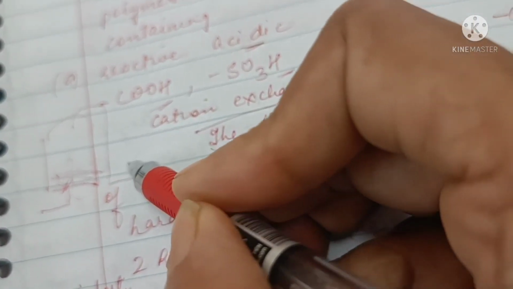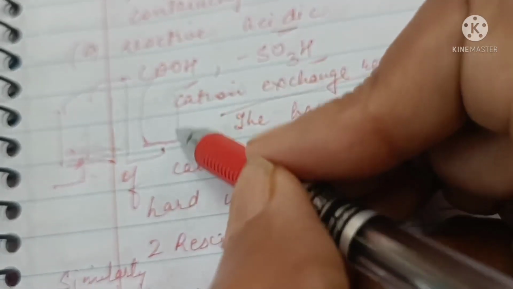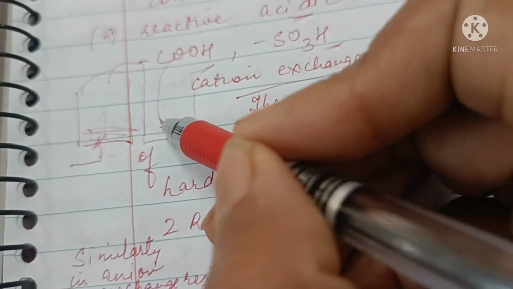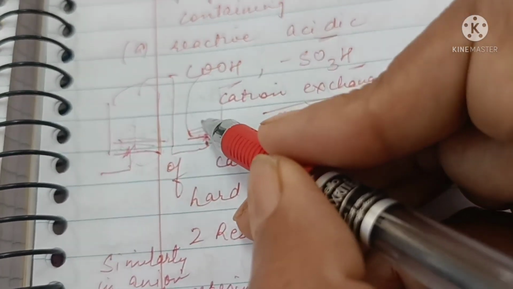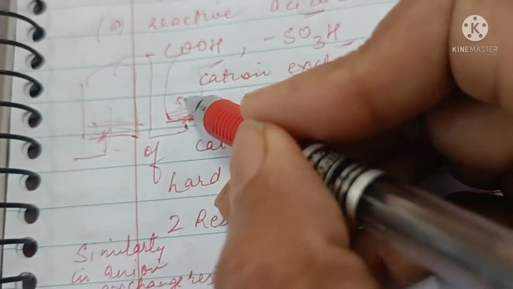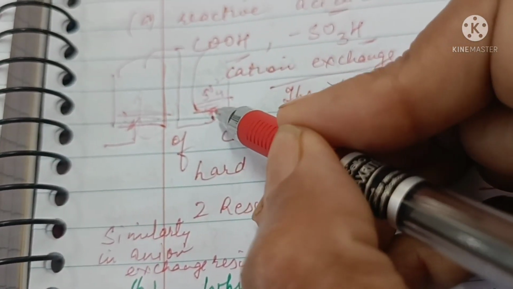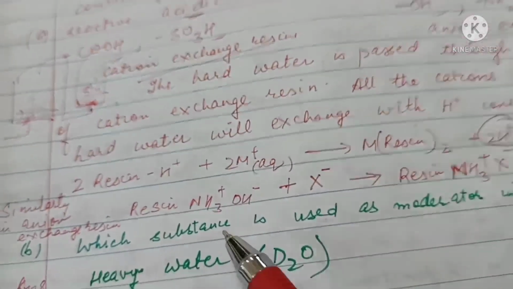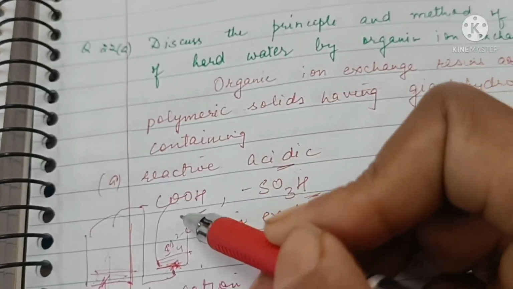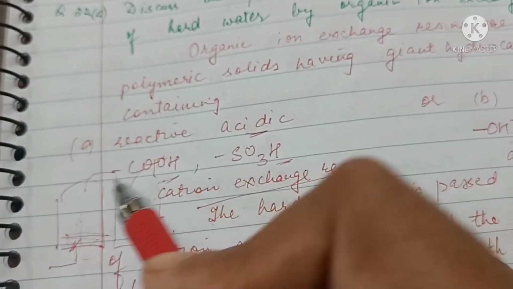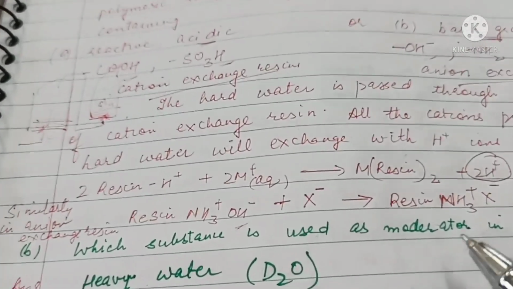It is then introduced into an anion exchanger, organic anion exchanger. Again, when it's introduced from the bottom, the resin will this time exchange the hardness causing anions like sulfate or chloride ions. The sulfate or chloride ions of hard water will go into the resin, whereas the OH of the resin will go into the water. So eventually the water which comes out of this exchanger is free from hardness causing cations as well as anions and is now soft water.